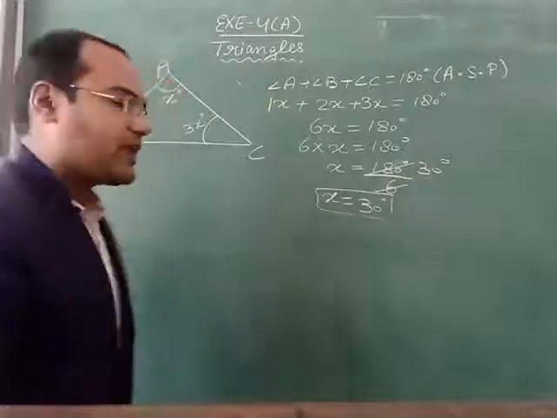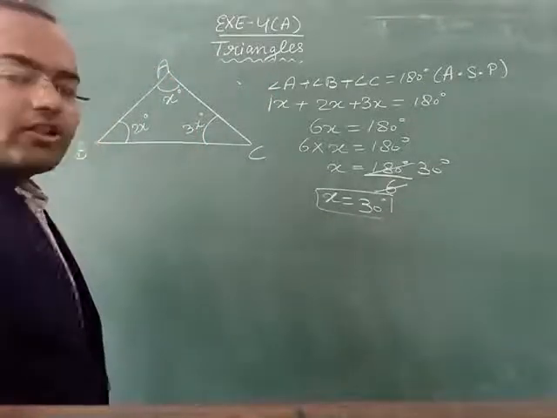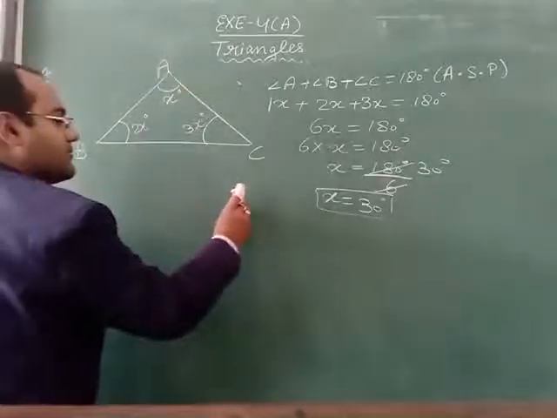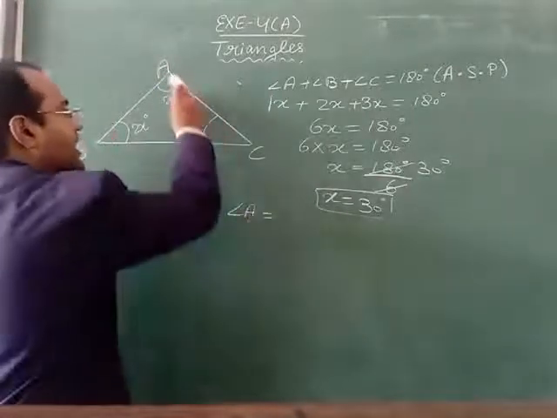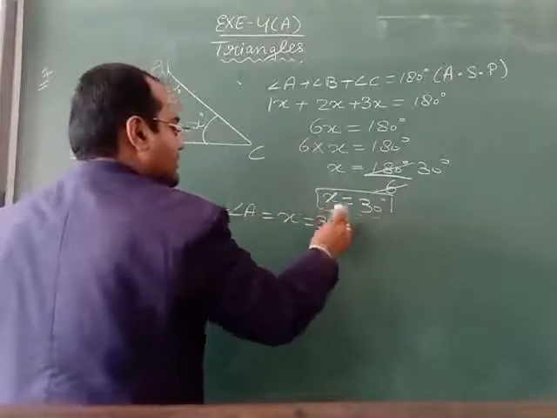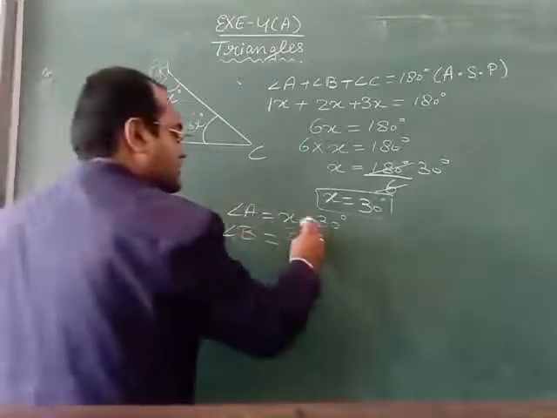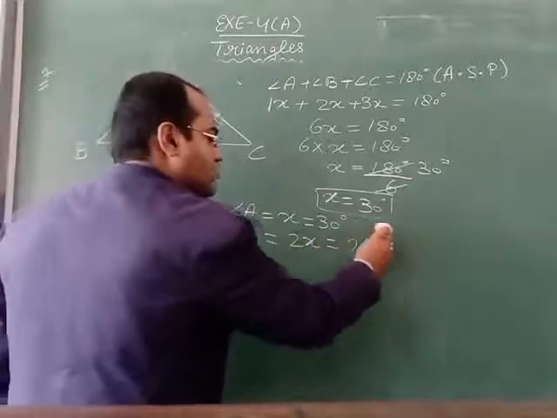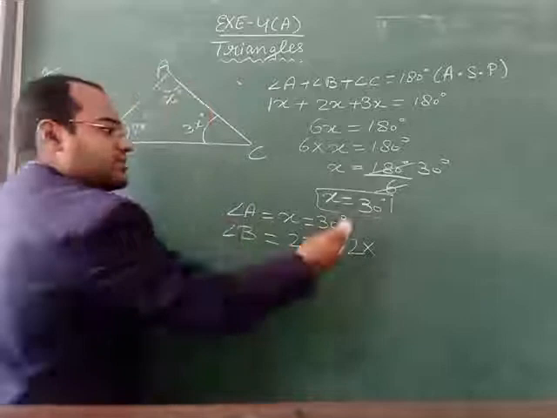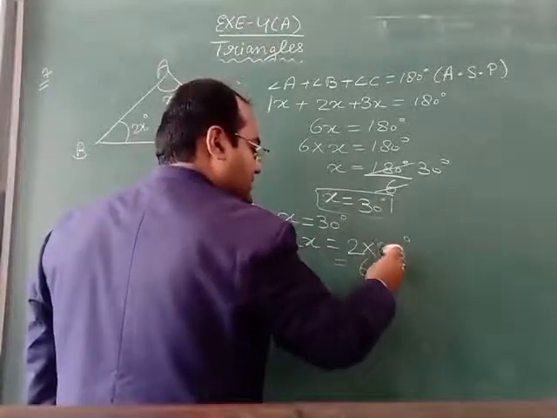We have to show that this triangle is a right angle triangle. So we will find all the three angles. Angle A. What is angle A? Angle A is x. And what is the answer of x? 30 degrees. Angle B. Angle B is 2x. 2x means 2 multiplied by x. What is the answer of x? 30. So when we multiply, we will get 60 degrees.